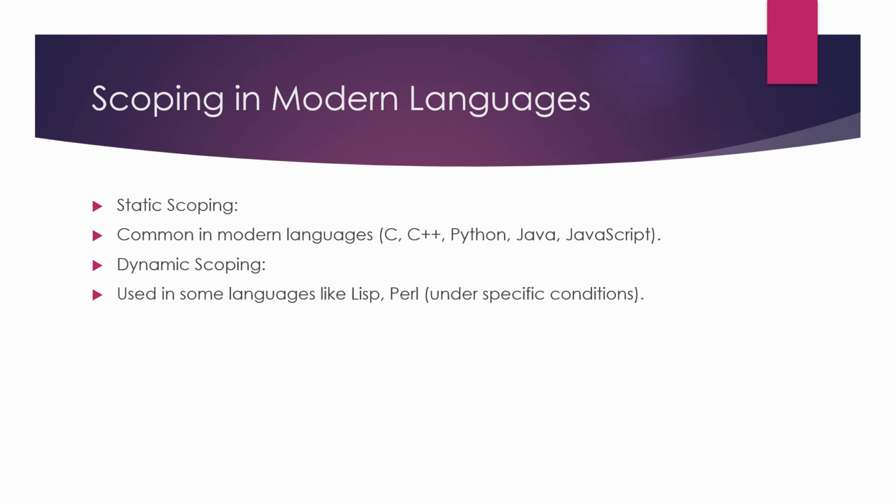Most modern programming languages such as C, C++, Python, Java, and JavaScript use static scoping due to its predictability and ease of use. However, languages like Lisp and Perl allow dynamic scoping, providing more flexibility, especially in specific scenarios. Understanding the scoping rules of the language you are working with is essential for writing effective code.